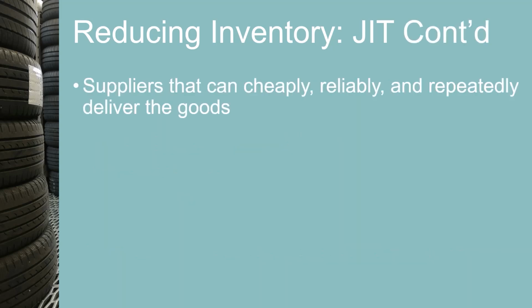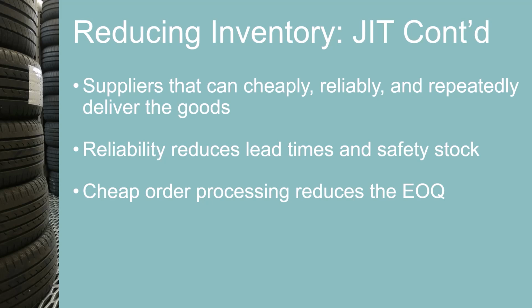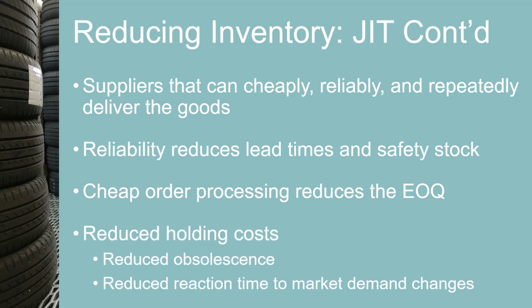For this to happen, the producer must find suppliers that can cheaply, reliably, and repeatedly deliver the goods. Reliability reduces lead times and the amount of safety stock. Cheap order processing reduces the economic order quantity. JIT's focus on efficiency also can reduce holding costs. Smaller inventory sizes and more frequent orders reduce obsolescence and reaction time to market demand changes.